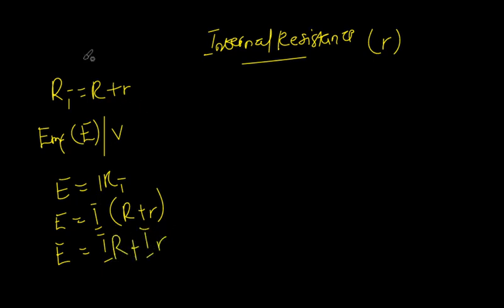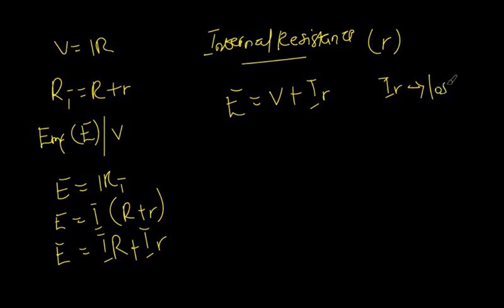Now we know from Ohm's law that V is equal to IR. So the EMF is equal to the voltage plus Ir. Now let's look at something interesting. The relationship between the EMF of a cell and the voltage of the cell is the fact that the EMF of a cell is equal to V plus Ir. Now what is this Ir? The I and then the small r is called the lost voltage.